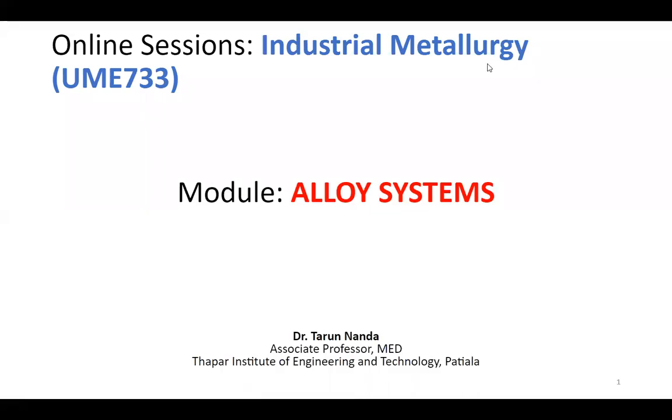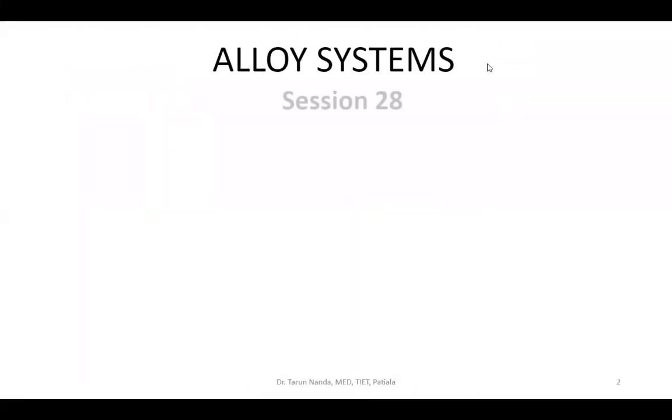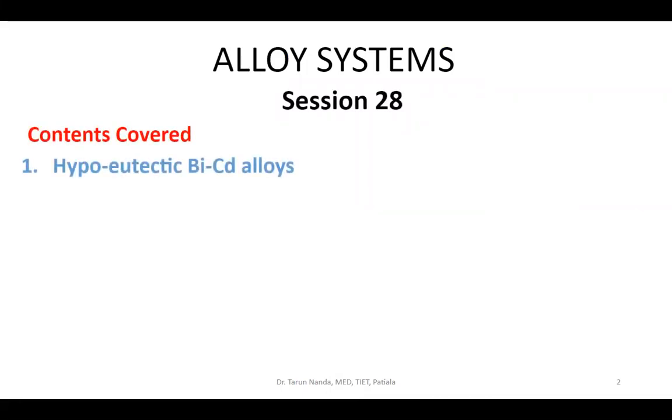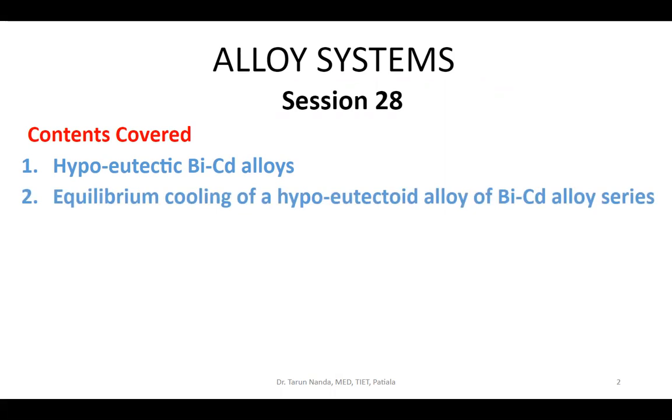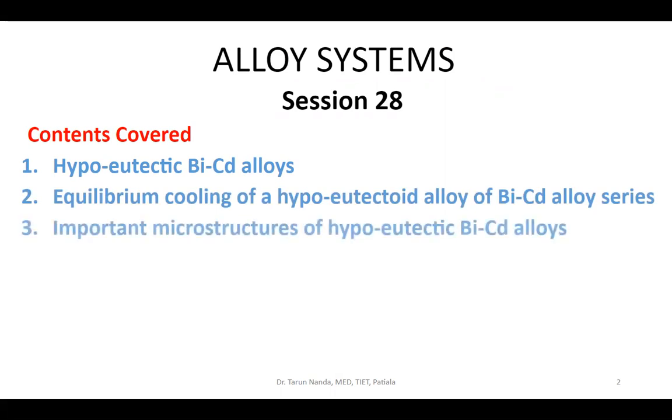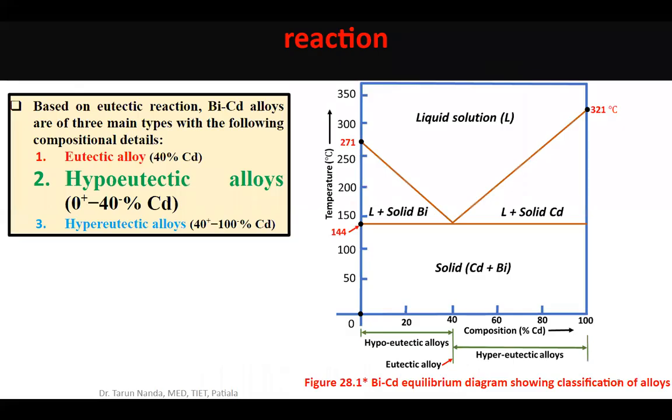Okay, students, this is session number 28 on industrial metallurgy. These are the table of contents. We will now discuss hypoeutectic bismuth cadmium alloys, their equilibrium cooling, and we'll show some important microstructures during the course of their slow cooling, that is equilibrium cooling.